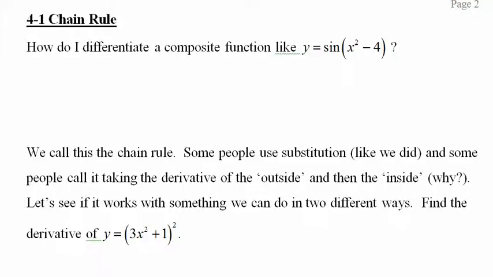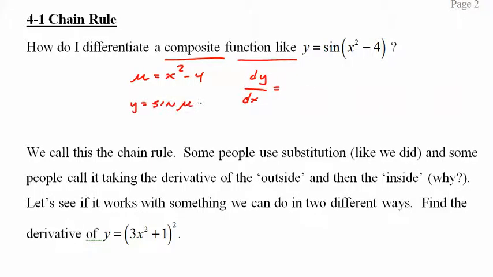So we call this a composite function because we have the function x squared minus 4 buried inside the function sine. So we want to find dy dx. Well, we're going to break that into y equals sine of u. So we'll take dy du, and then we take du dx. As you can see, those would cancel out. We're just left with dy dx. So this is how we do it.